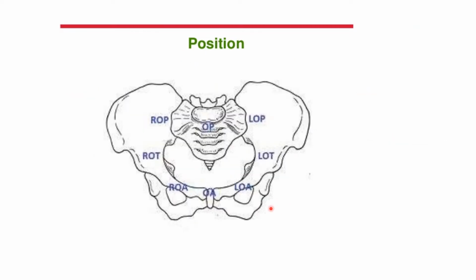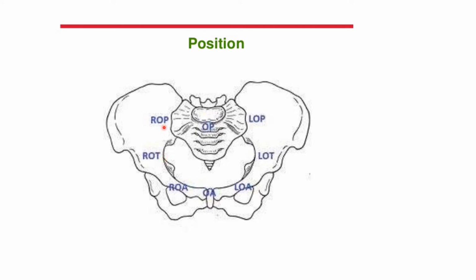Next, the position. Depending on where the denominator is pointing, on the basis of that we can divide the position. If the denominator is pointing towards the symphysis pubis, the position is occipito anterior or direct occipito anterior. If the denominator is pointing towards the right iliopectineal eminence, the position is right occipital anterior, ROA. If the denominator is pointing towards the midline of the iliopectineal line on the right side, it is known as right occipital transverse.